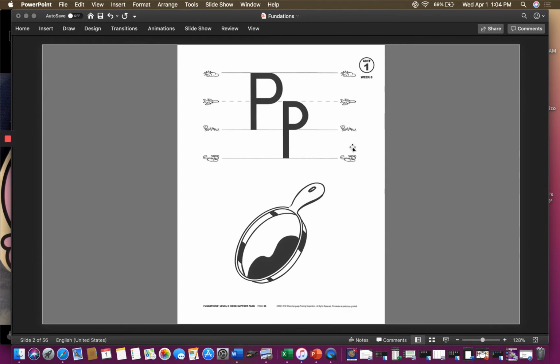So here we are. P, pan, P. This right here is our letter. The name of our letter is P. The word that we are going to be talking about, or the picture that we're going to be talking about with the letter P, is pan. And the sound that P makes is P.